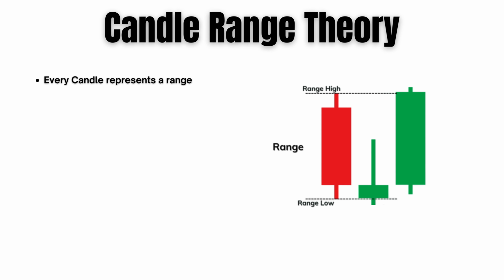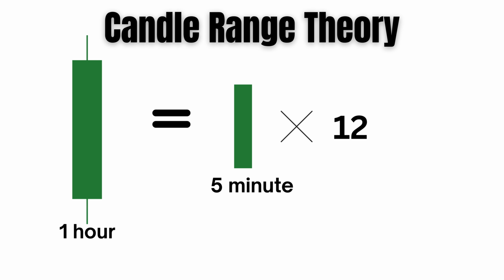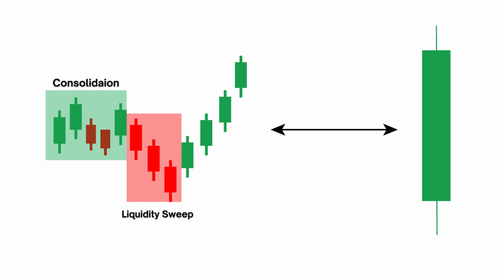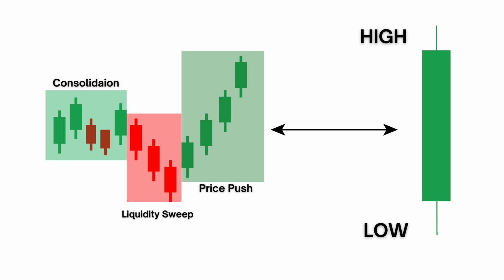Every candle, no matter the time frame, is just a range. It has a high and it has a low. What's inside that candle, if you zoom into a lower time frame, is the battle between buyers and sellers. For example, a single 1-hour candle can contain 12 5-minute candles. Some of those smaller candles may sweep liquidity, consolidate, or push price. But when you look at the higher time frame, all you see is the high and the low of that single candle. This is the foundation of CRT, treating each candle as its own range with structure inside of it.